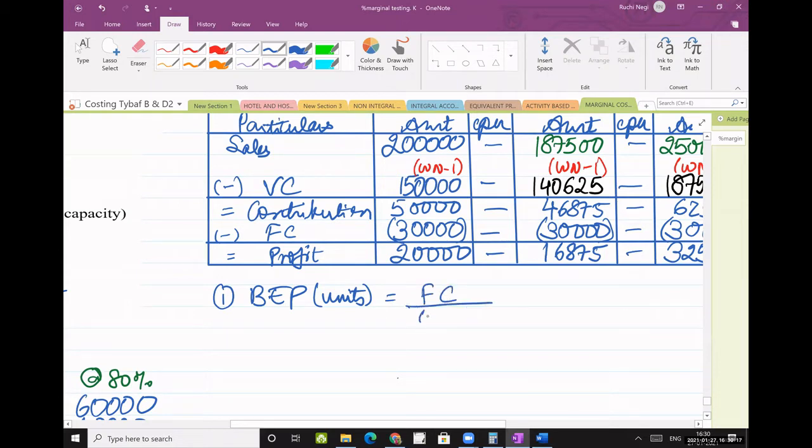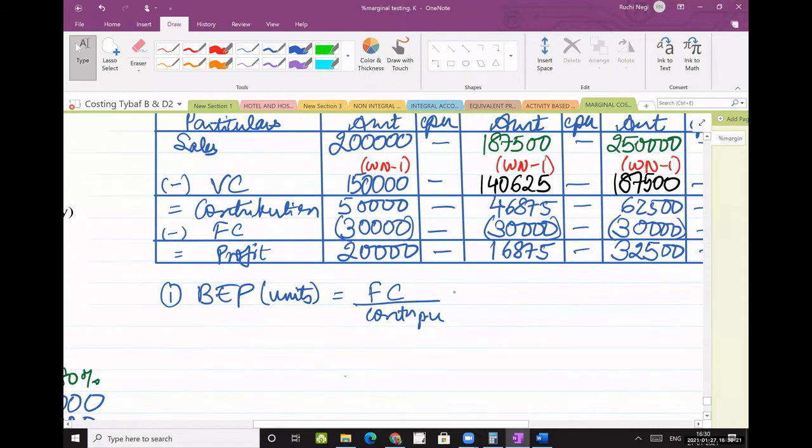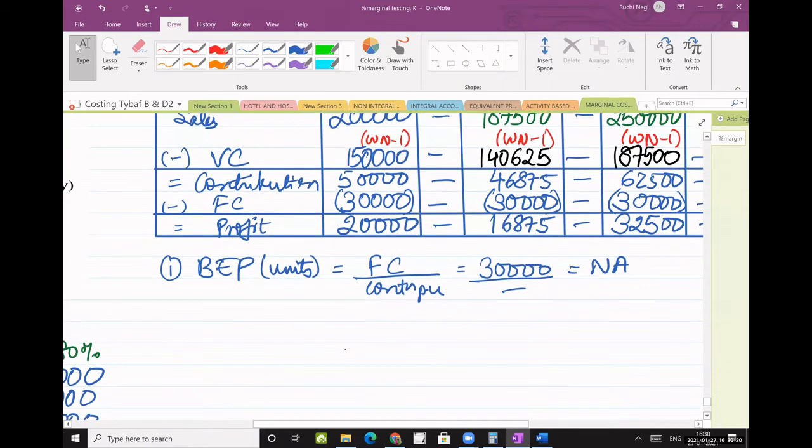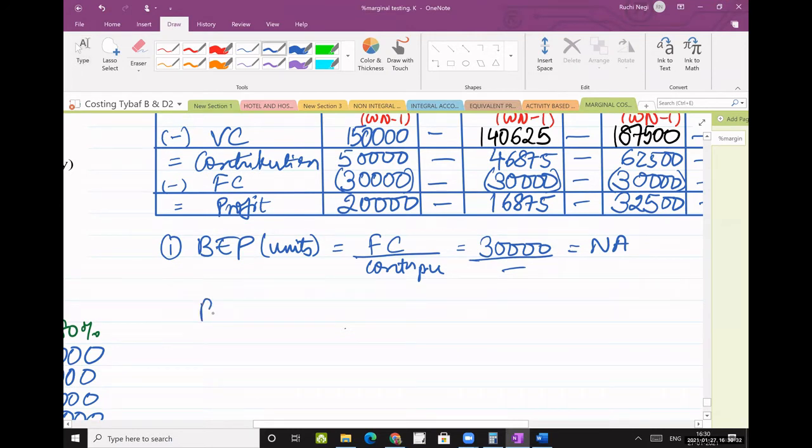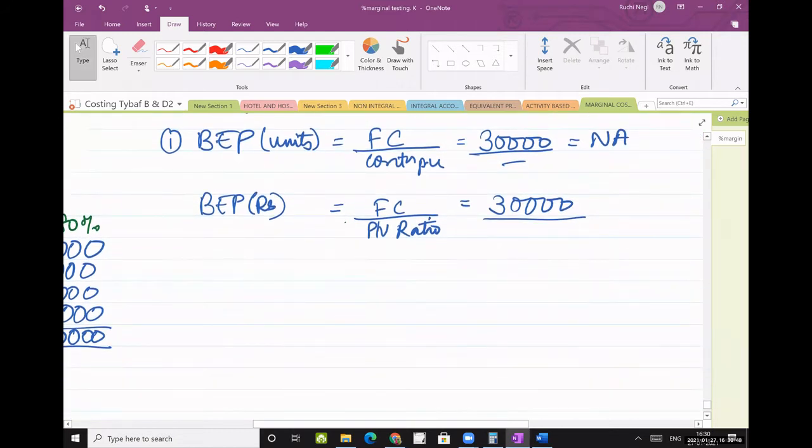Fixed cost upon contribution per unit. मेरे पास फिक्स कॉस्ट तो है 30, पर मेरे पास कंट्रीब्यूशन नहीं है, so this sum is not applicable. ठीक है, next what I have to find? BEP in rupees. BEP in rupees is what? Fixed cost upon PV ratio. मेरे पास फिक्स कॉस्ट है, पर मेरे पास पीवी रेशियो नहीं है, पर पीवी रेशियो तो हम निकाल सकते हैं.